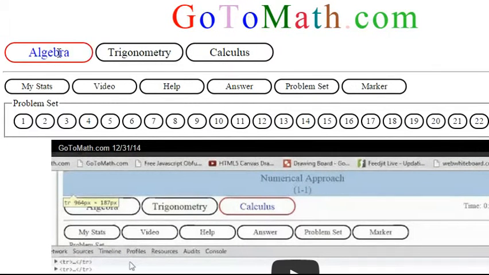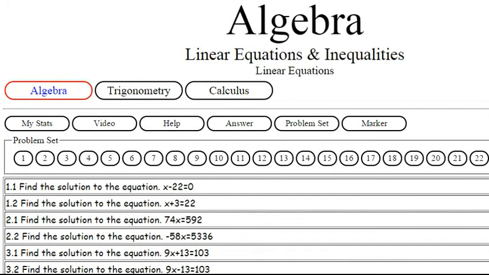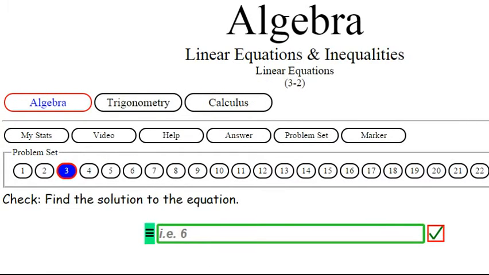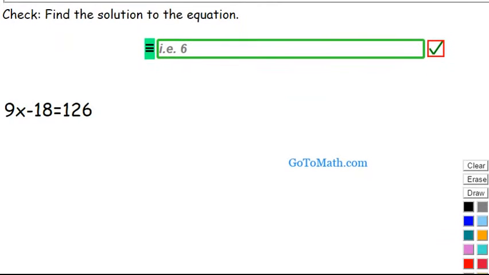Okay, we're over here at gotomath.com. Click on algebra. Let's go down to linear equations. And 3.2, I believe, is next on my list. Click on the marker board. Got something to write on. Find the solution to the equation. I mean, that's basically what we're going to be doing this entire section.